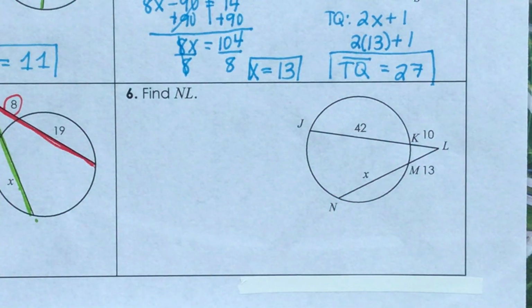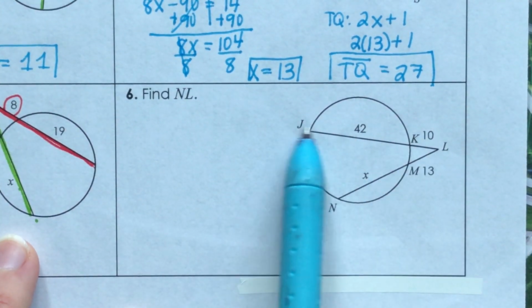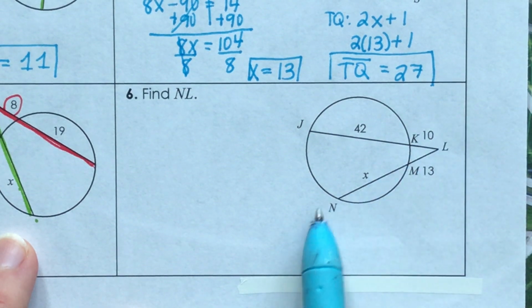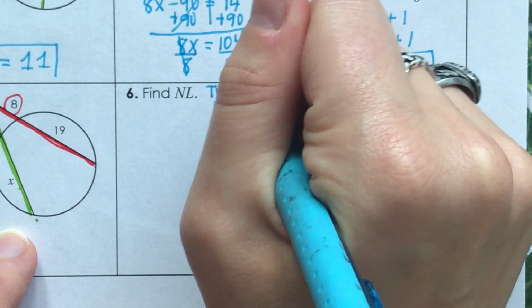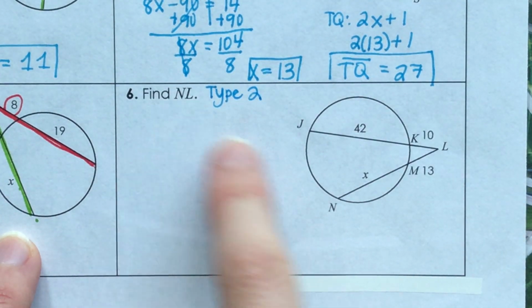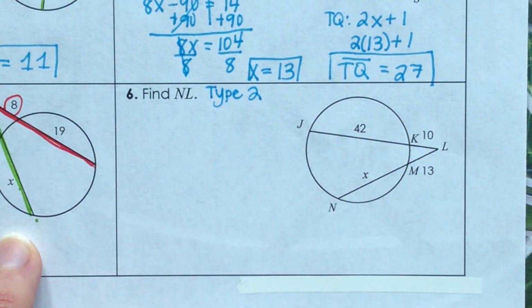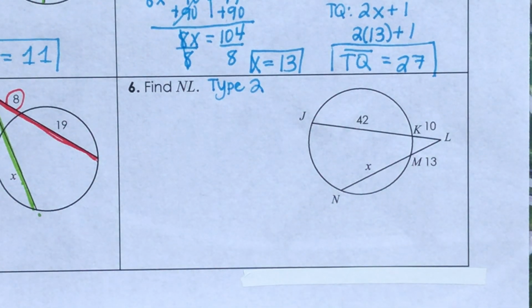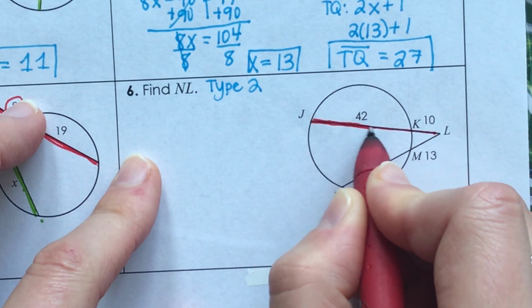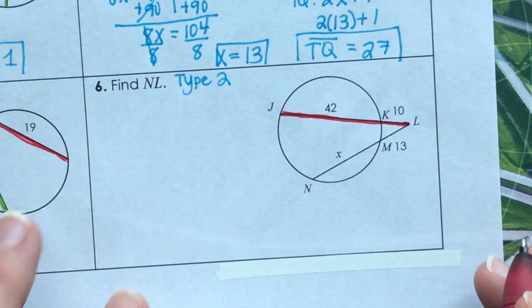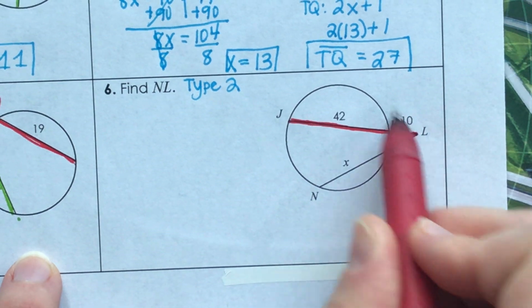Number 6 looks like the same sort of thing. Outside times the whole, outside times the whole. So it's the exact same one as before. The only thing different this time is I want you to find the actual segment, not just x. So let's do it the exact same way we just did the last one. I'm going to start with this one on top here. Again, it does not matter which one you start with because you're going to get the same answer in the end. I do the outside times the whole.